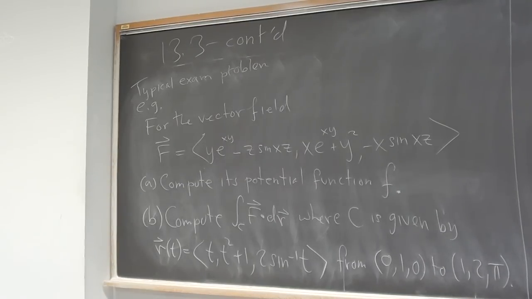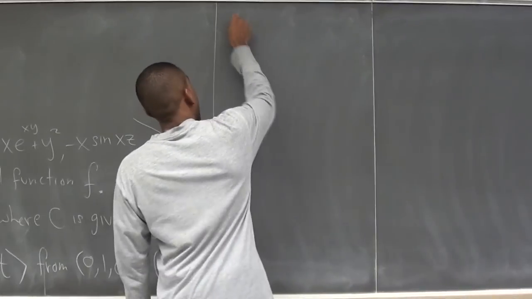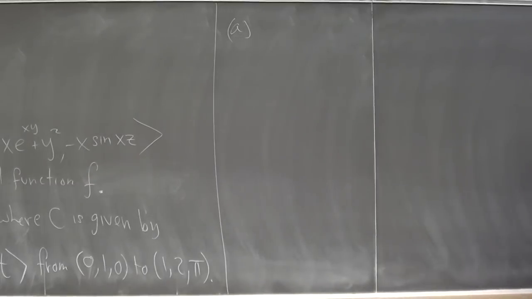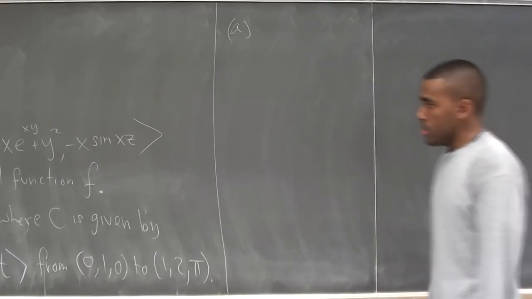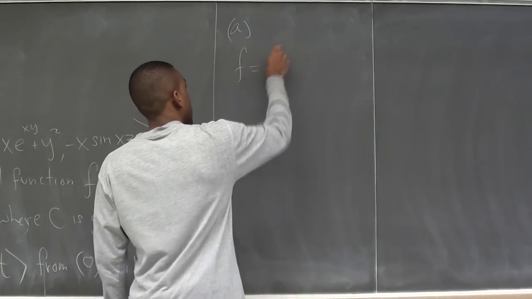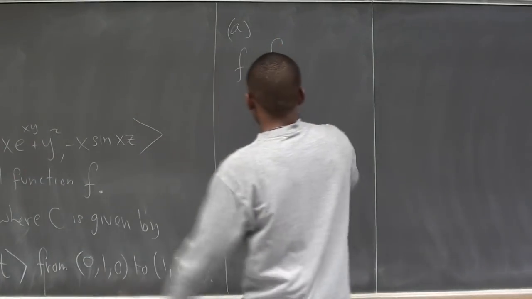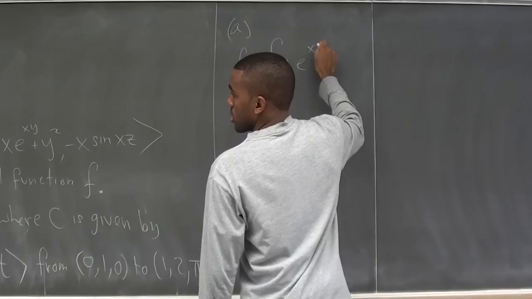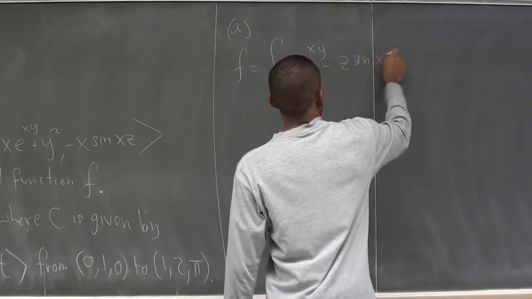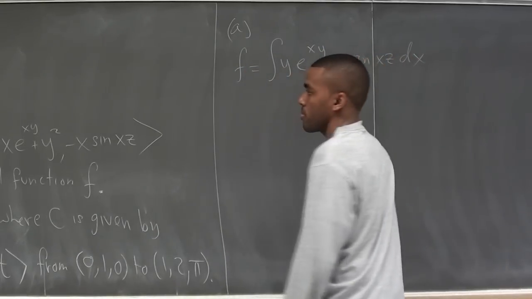So we give you a vector field and I say find its potential function. Let's do that. I'm going to just jump into method 2. I know that f would be the integral of the first component with respect to x.